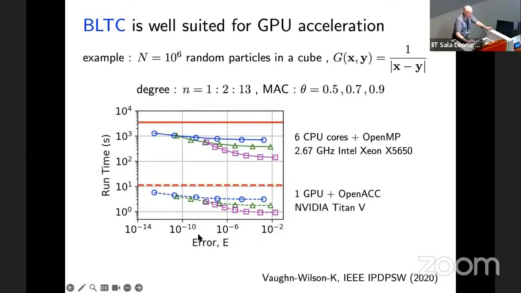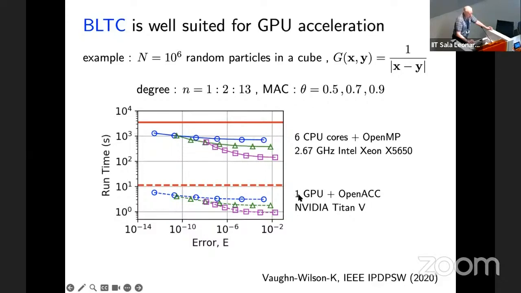So this is comparing the error between the fast method, the BLTC, and direct summation. The direct summation results are over here, the red line up here, done with 6 CPU cores, shared memory. And then 3 different values of the MAC parameter, and different polynomial degrees: 1, 3, 5, 7, etc. So we can reduce the error, and the runtime will increase.